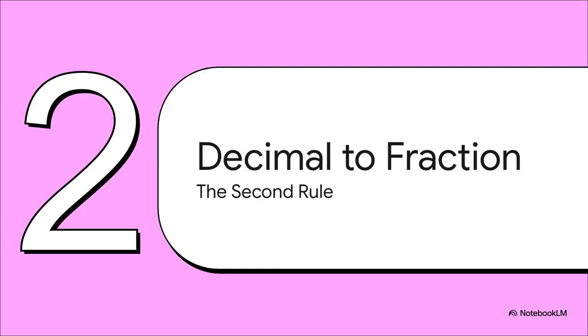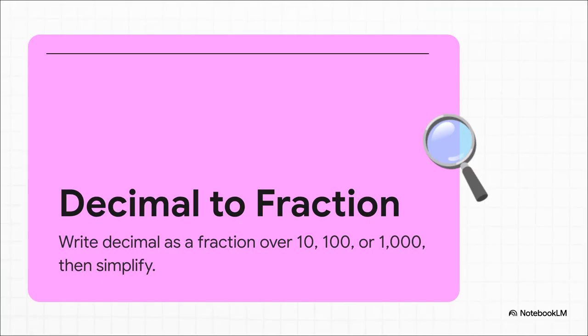Okay, so we've got that direction down. Now let's learn how to go back the other way. It's time for our second rule of translation, turning a decimal into a fraction. This rule is all about place value. It's actually pretty intuitive. You basically just write down the decimal exactly as you would say it out loud. If there's one number after the decimal point, you put it over 10. If there are two numbers, you put it over 100. You get the idea. But, and this is super important, the final step is to simplify. You always want to simplify.